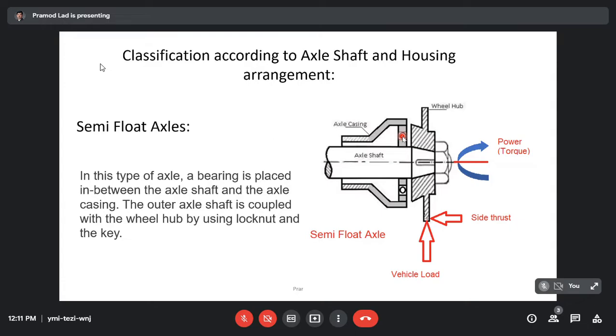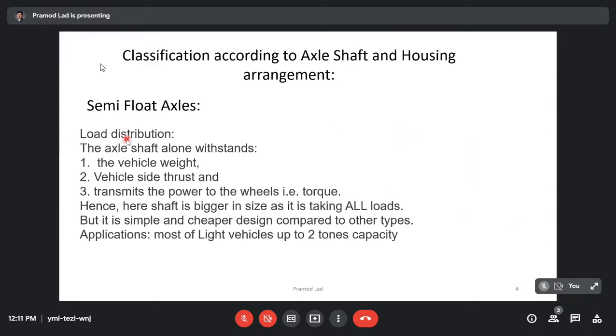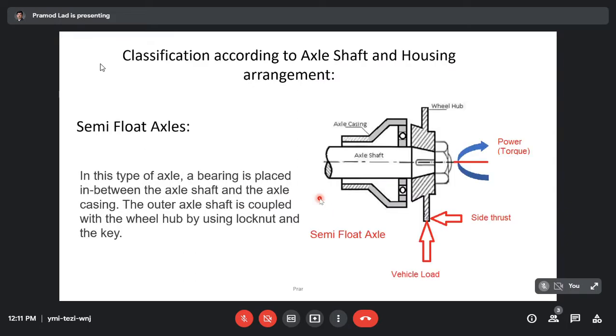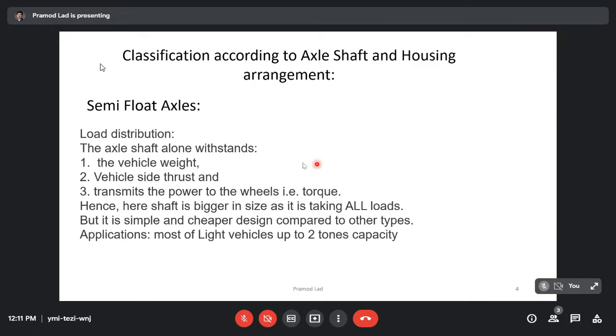So let's move on. Here the load distribution, as you can see, the axle shaft alone withstands one, the vehicle weight, two, the vehicle side thrust, and three, it transmits the power to the wheels, that is, it carries the torque. As you can see in the previous slide, here is the vehicle load, here is the side thrust, and this is the power. So all these three functions are performed by the axle shaft alone in this kind of design.